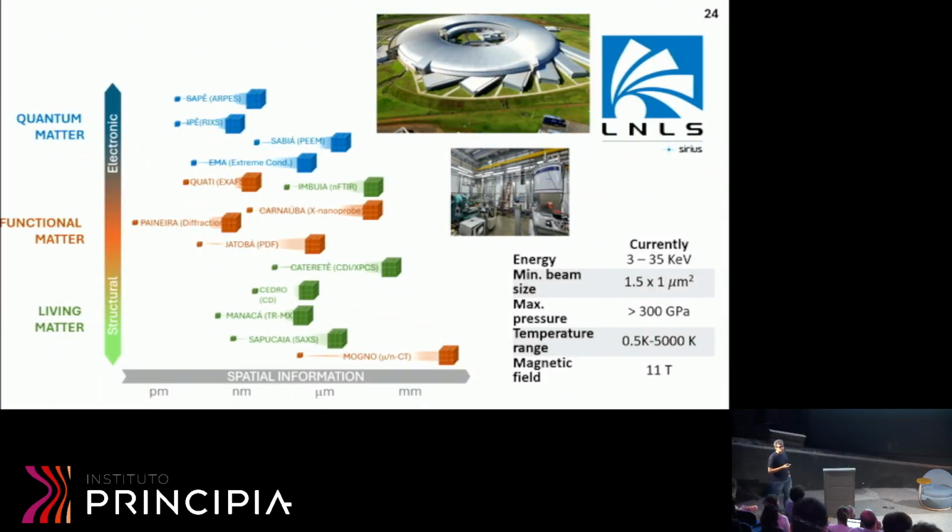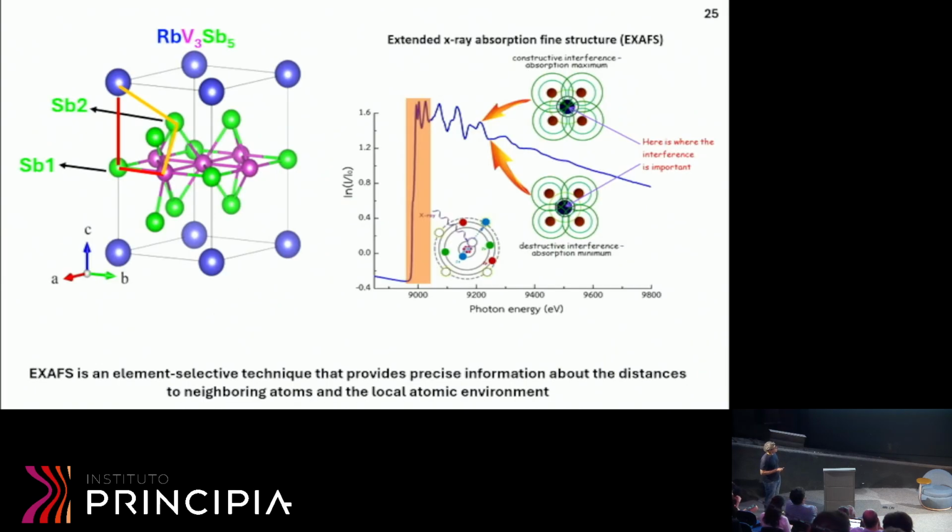So for this, we had to go to the synchrotron lab. We used the EMA beamline, okay, that has these characteristics. So this is information for you guys, the kind of materials and kind of physics that one can do at the synchrotron here in Brazil.